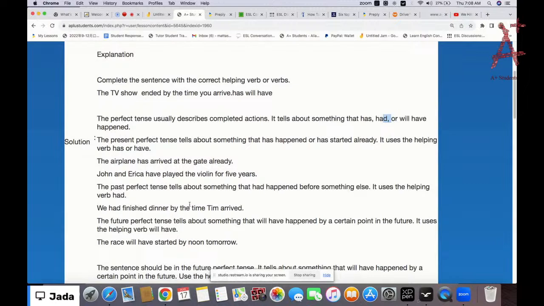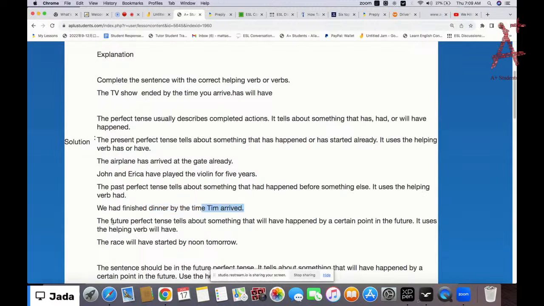We had finished dinner by the time Tim arrived. Okay, so you can see that the past perfect tense is something that had happened before something else, before another thing is happening. So with this example here, we had finished dinner by the time Tim arrived.